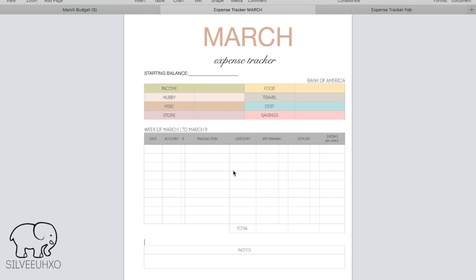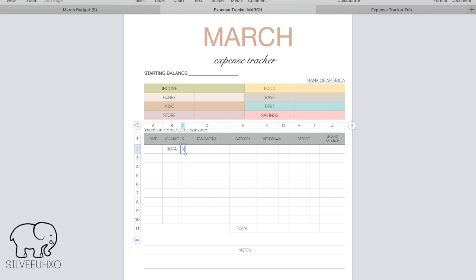And then at the end of the week, I will write down my total of how much I spent and how much income I made. The columns that I have are date, which is self-explanatory: what day did the transaction occur? Then I have account. For this, it's always going to be Bank of America, since that's the account where all the money is coming from. And then R is just, do I have a receipt for the transaction or not?